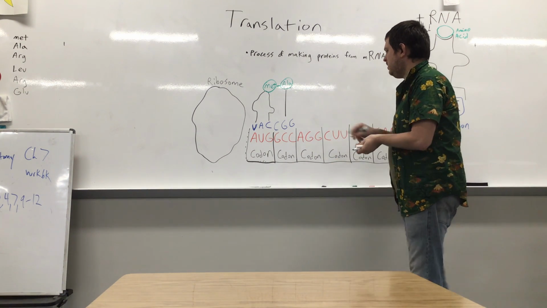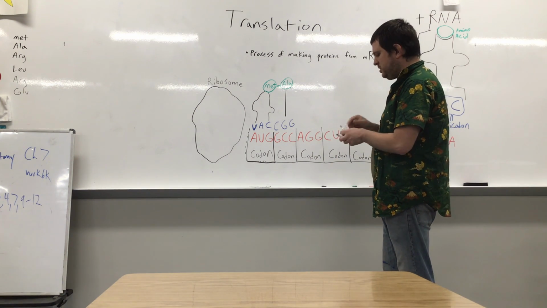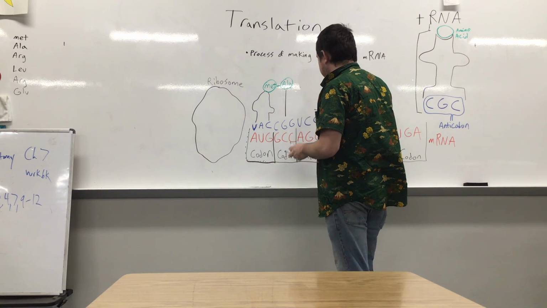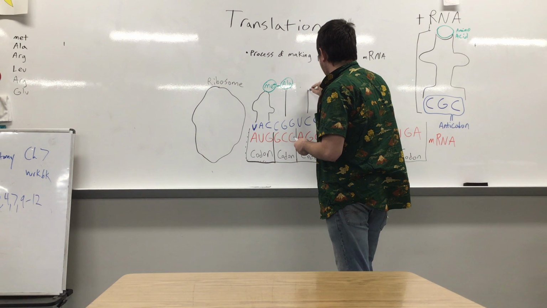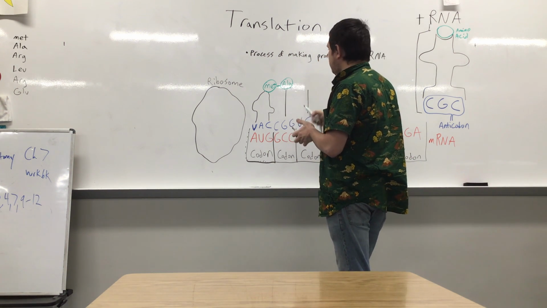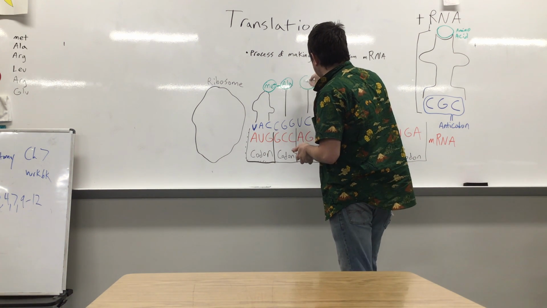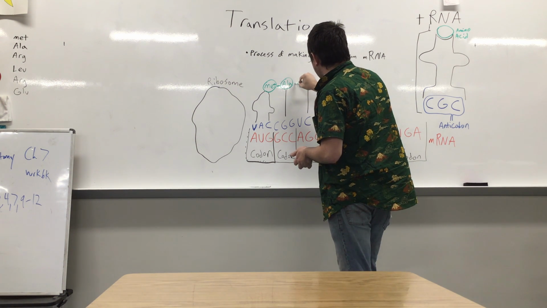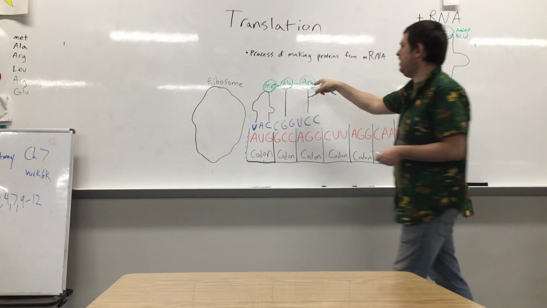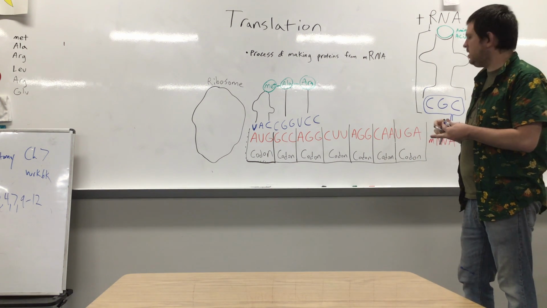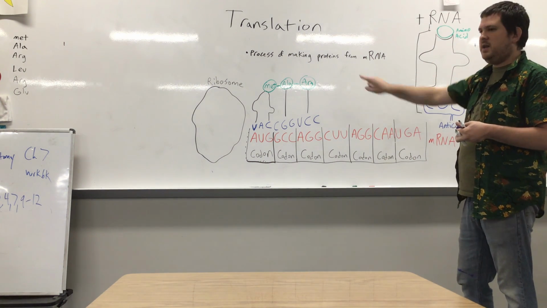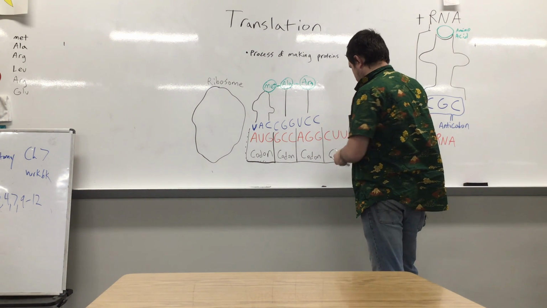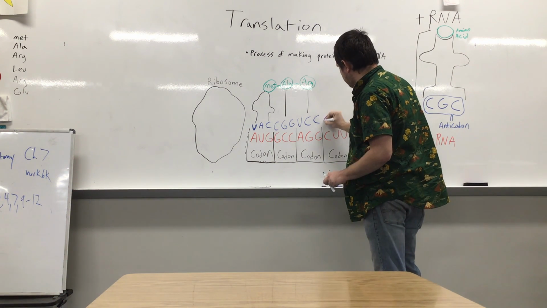All right. The AGG will match up with UCC. And when we look at that amino acid, we find it is an amino acid called arginine, abbreviated ARG. And so it gets added and attaches. Then we go to CUU. We match up that CUU with GAA.